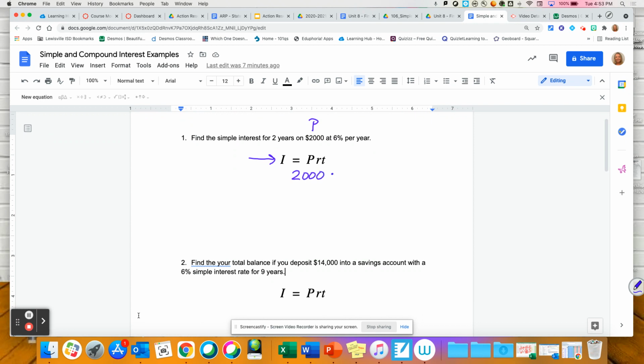The R stands for your rate. Now, it's given in a percentage, but you actually need to write this in decimal or fraction form. 6% means 6 out of 100. So 6 over 100. As a decimal, that would be 0.06. And then the T stands for time. So you're going to use the time in years, and it's 2 years.